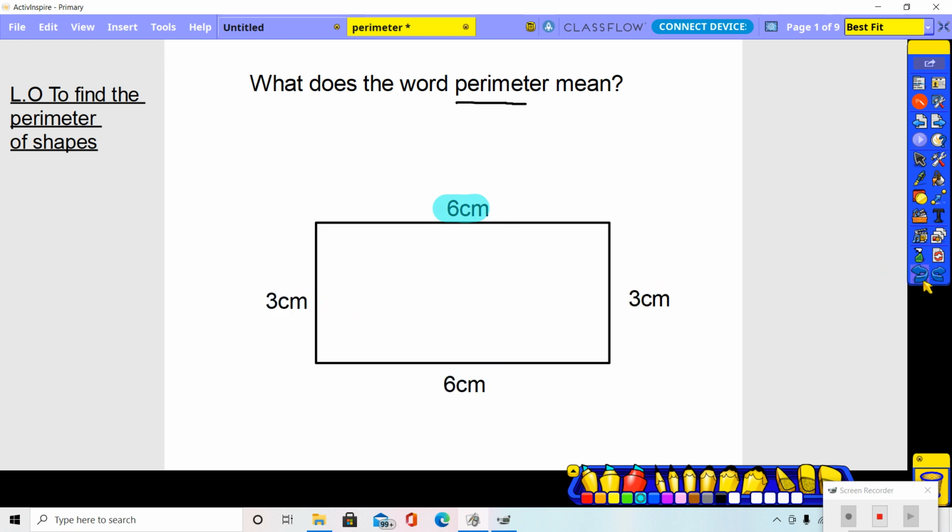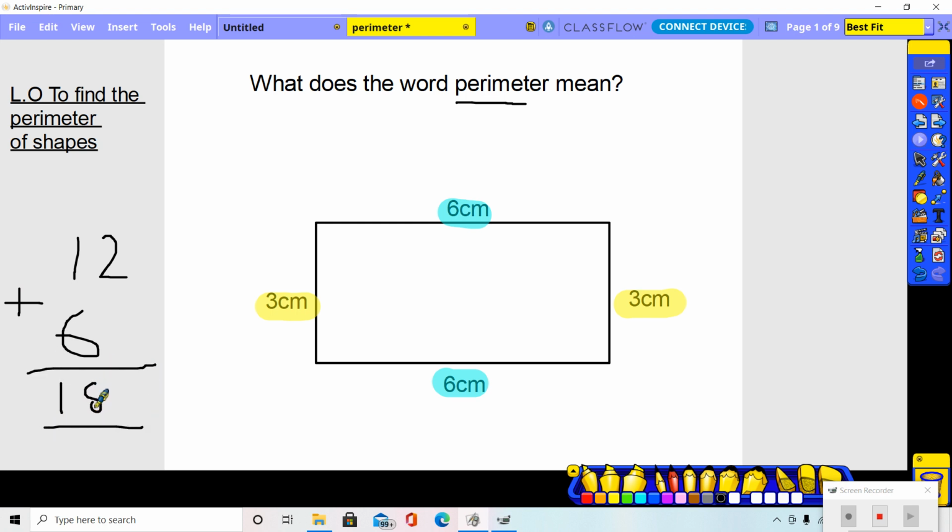On a rectangle, because the opposite measurements will always be the same, there are a number of ways you could add them together. You could do double 6 first of all, which gives you 12 centimeters. You could then double 3, as you have two lots of 3 here, which would give you 6 centimeters. And then you could add them together, which would give you the perimeter of 18 centimeters.